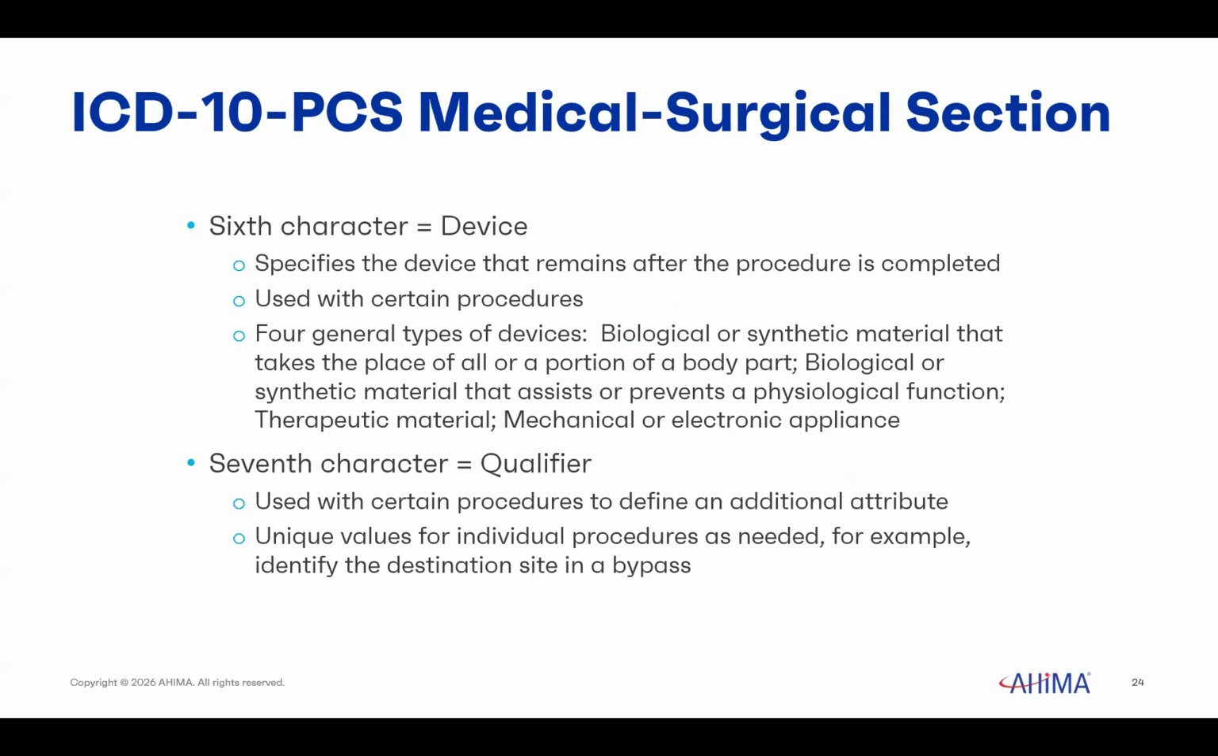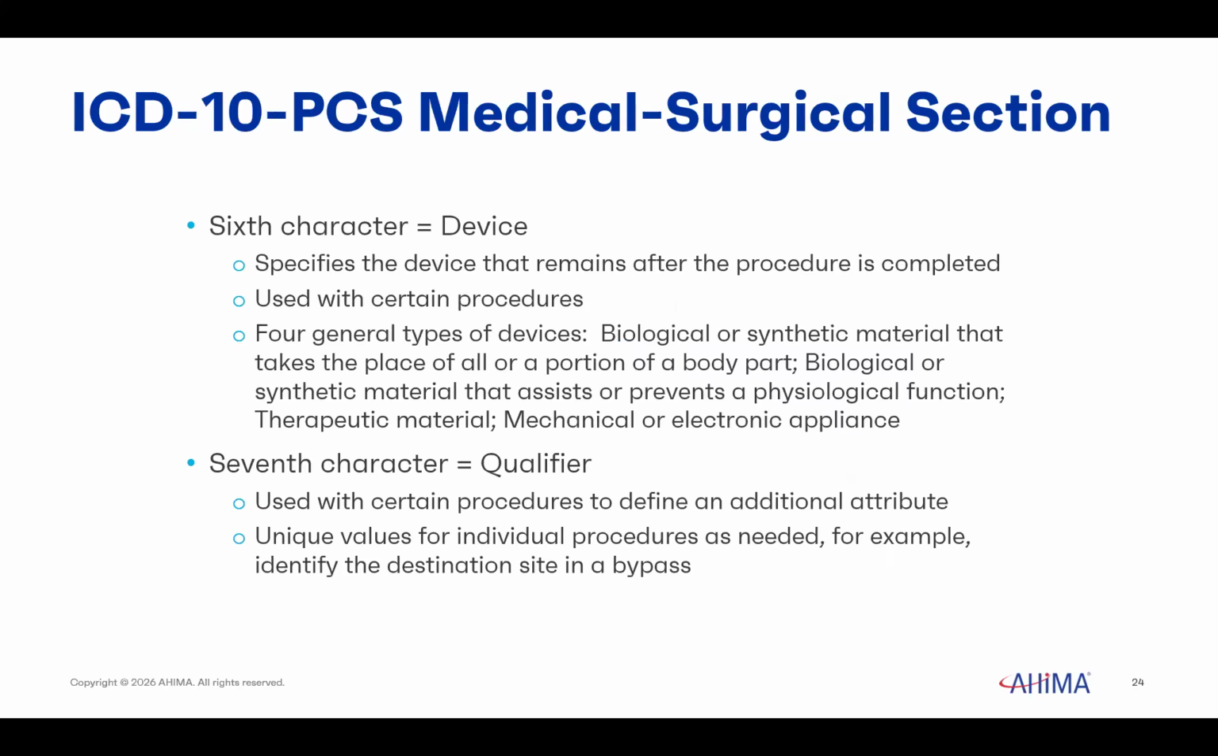The sixth character is the device. This is a device that remains after the procedure is completed. It's not something like a scalpel or a retractor or something, right? It's something that remains in after the procedure is done. And we have 4 general types. It could be biological, synthetic, or biological or synthetic that assists or prevents a physiological function, and so on.